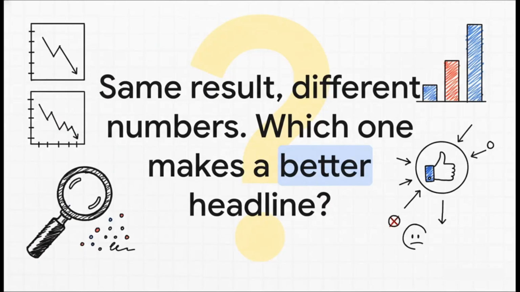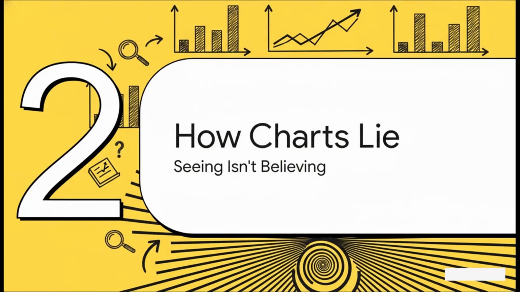It's the exact same result, but come on, which headline are you going to click? Program reduces back pain by 60% or program reduces back pain by 12%. It's a no-brainer. This is how easily numbers can be tweaked to be more sensational. And the same idea applies to visuals, too. Yup, it's not just about the numbers themselves. The way we see them, the charts and graphs, can be just as deceptive, if not more so.